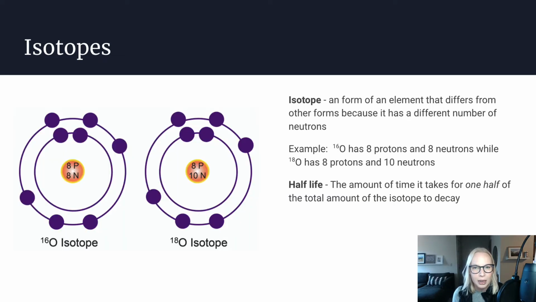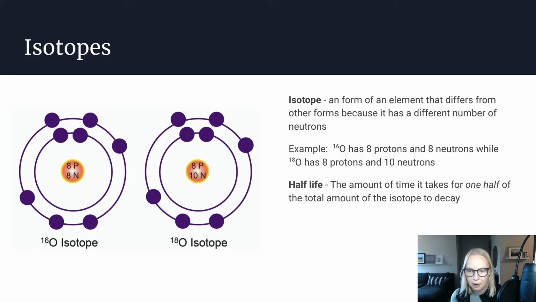So an isotope is a form of an element that differs from other forms of the same element because it has a different number of neutrons. Normally, we don't really talk about the neutrons in an atom. We're really preoccupied with the protons and the electrons, and we don't really give a lot of thought to the neutrons at first. But it turns out they're really important to dating rocks, dating anything, and radioactive decay.